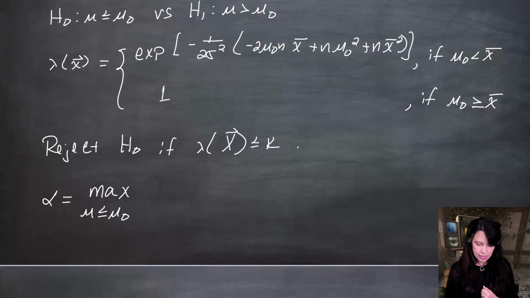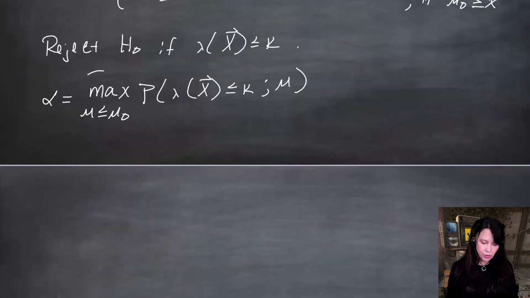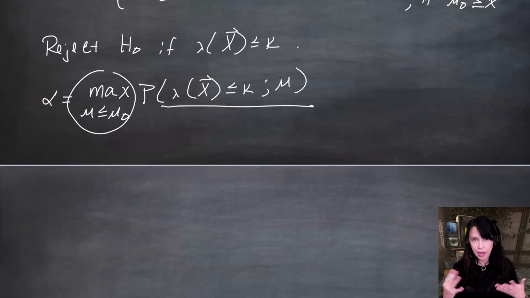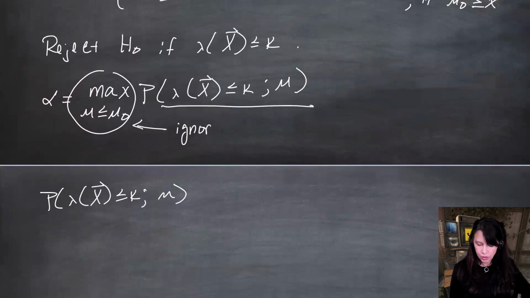That's the null hypothesis. The probability lambda of x is less than or equal to k when the parameter is mu. So ignoring this, I just want to get you started on how you might compute this, and then you could maximize it over that region. If you have the probability that lambda of x is less than or equal to k when the parameter is mu, I am not dropping that maximum, I am just ignoring it for the moment.